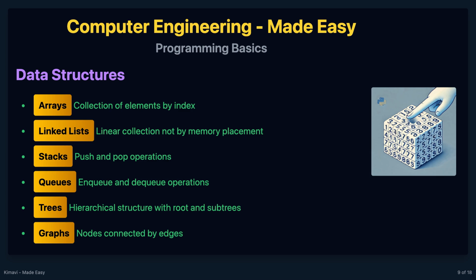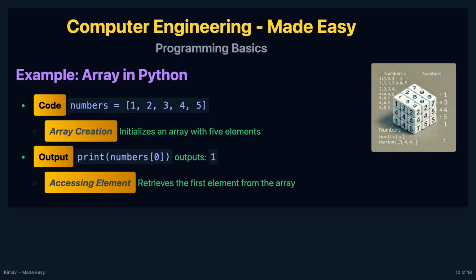Trees are hierarchical structures with a root value and subtrees of children with a parent node. Graphs are collections of nodes connected by edges. Here's an example of an array in Python. The code numbers = [1, 2, 3, 4, 5] creates an array. The code print(numbers[0]) will output the first element, which is 1.